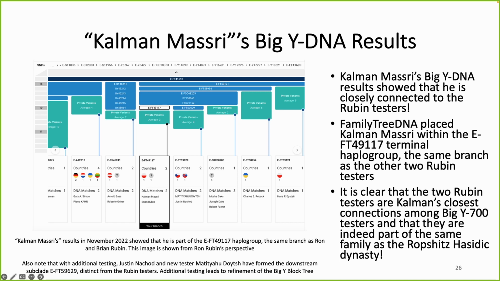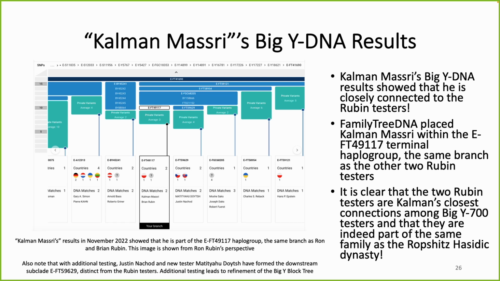The other thing I would just point out here, I have it as a subnote here, is that just over the last few months of testing, we've seen more subbranches form. So before, there was just this EFGC68205. When Ron Rubin took his test, all the testers were just part of this group. Then FT49117 formed. But adjacent to that, now the Nachod line actually formed their own branch that was more recent. And they matched with a guy named Matityahu Deutsch. So these two testers are more closely connected to each other than they are to the Rubin branch. But they form a whole other branch that broke off after 500 years ago.